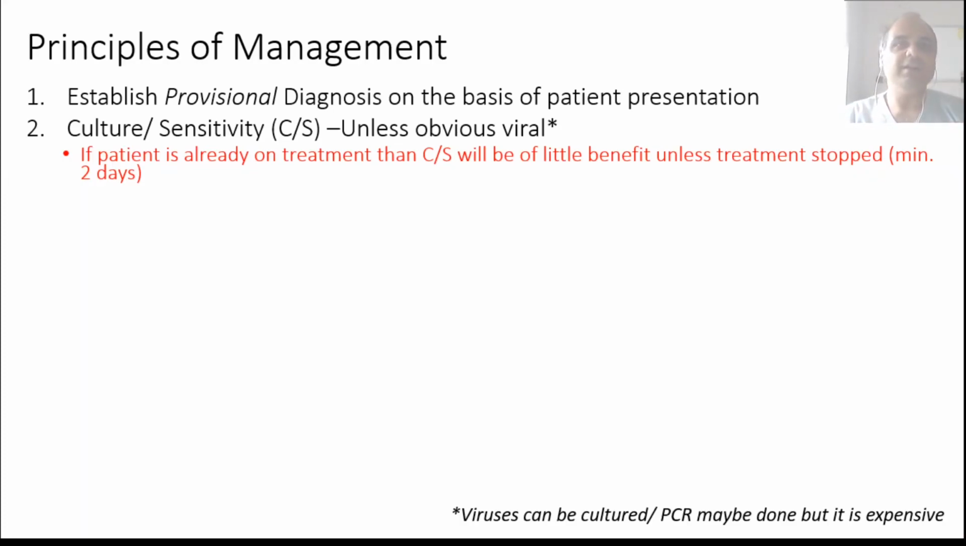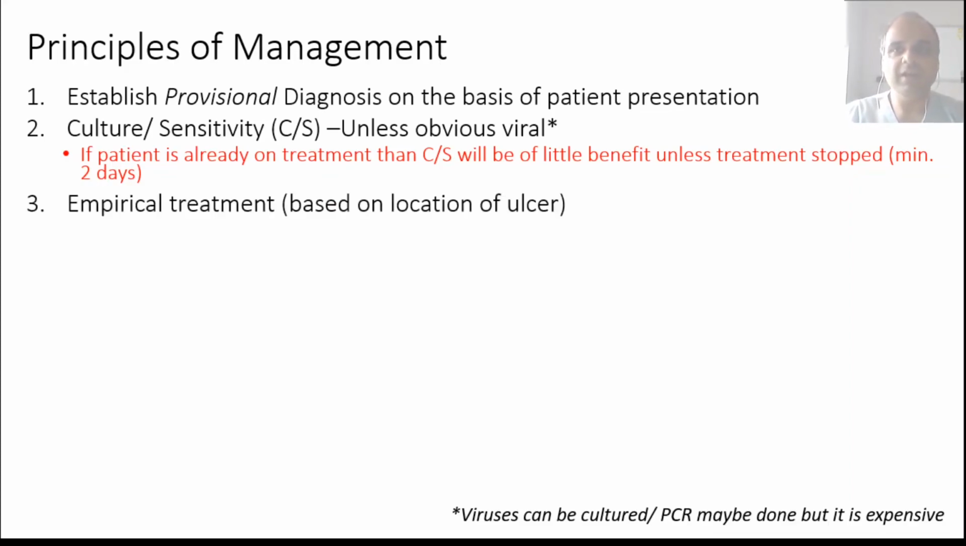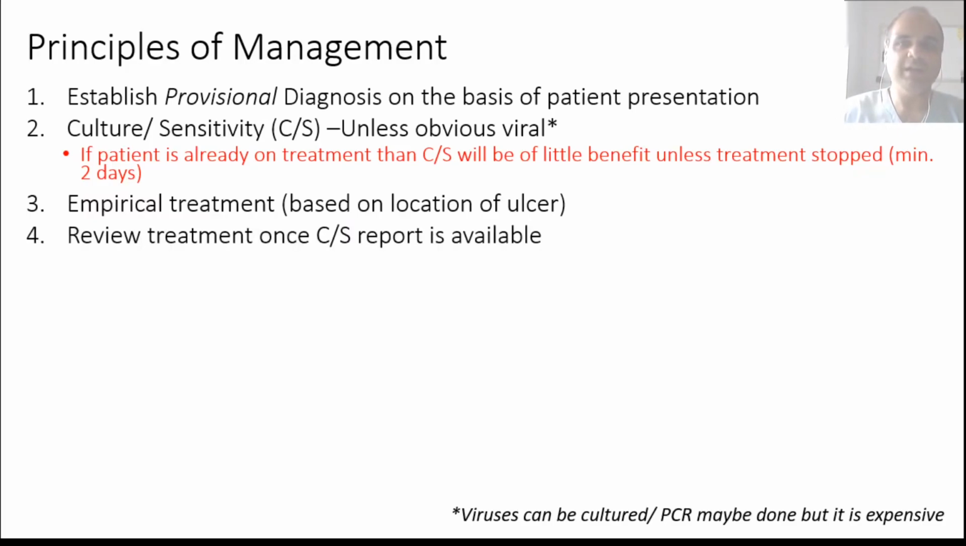So if you want to take a culture and sensitivity sample in a patient who is taking treatment, which is clearly not effective, you stop it for 2 days before you start your own treatment so that you can take a CS specimen, a culture sensitivity specimen. Once you have your specimen and you have sent it away for the appropriate cultures and sensitivities that we'll just talk about, you can start your empirical treatment, and it is based on the location of the ulcer. Once you have done that, you can review the patient in light of the CS report.